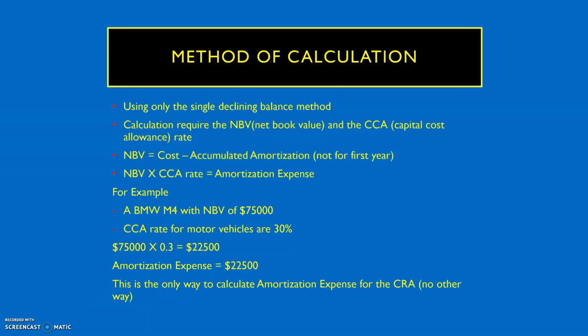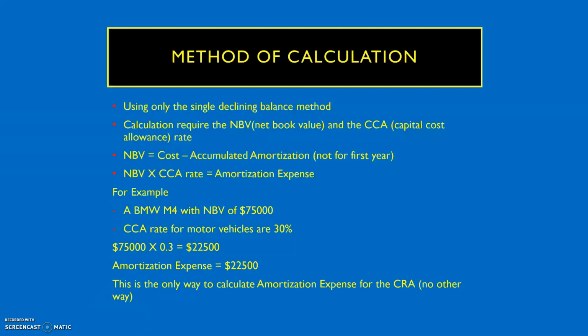Now for the first year, this doesn't really matter, because in the first year you would have 0 in your accumulated amortization account, which means you'd be subtracting the cost by 0. Therefore, you could just use the cost as your net book value. Now, to get the amortization expense, you have to multiply the net book value by the capital cost allowance rate.